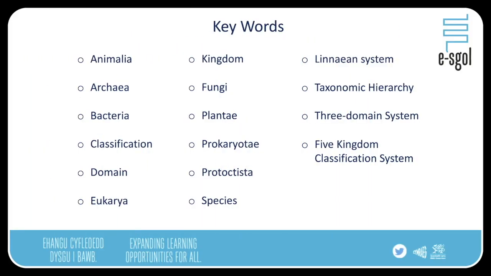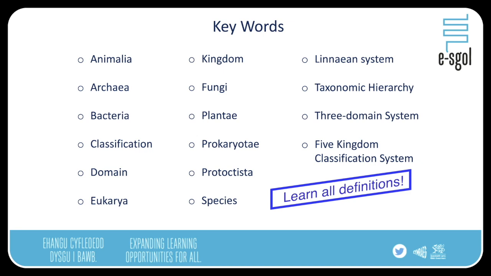Here are our key words for this session. Animalia. Archaea. Bacteria. Classification. Domain. Eukarya. Kingdom. Fungi. Plantae. Prokaryote. Protoctista. Species. Linnean system. Taxonomic hierarchy. Three domain system. Five kingdom classification system. At the end of this film, you will find definitions for these key words. Make sure that you learn them for the exam.